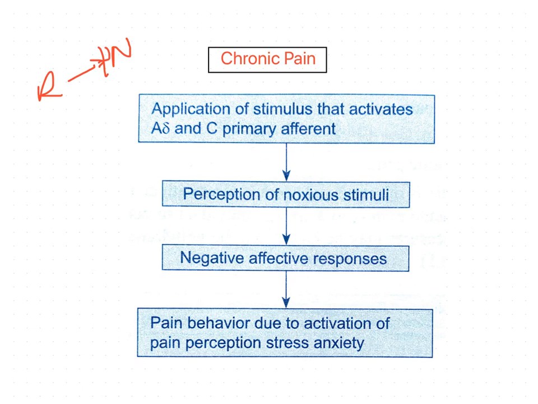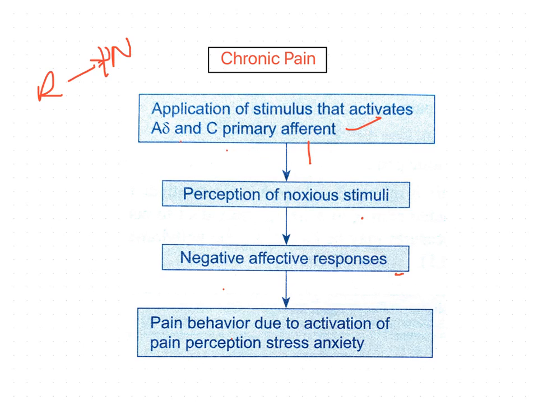So here you can see the flow chart. Application of a stimulus that activates A delta and C primary afferents leads to the perception of noxious stimuli, which causes negative affective responses, that is, an imbalance will be happening here, and then leads to pain behavior due to activation of pain perception and also stress and anxiety. Okay, this is about chronic pain.